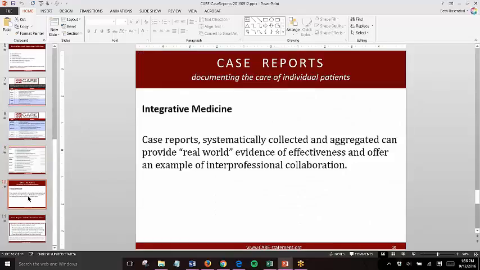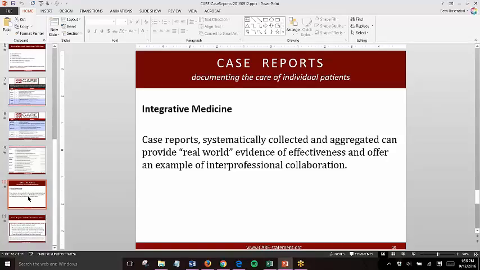So next slide. The next slide is how does this affect integrative medicine? I would maintain that case reports systematically collected and aggregated can provide real-world evidence of effectiveness and offer examples of interprofessional collaboration. And I don't think any of us at this meeting believe that for the therapies we use, we're ever going to have enough randomized controlled trials to convince the skeptics.